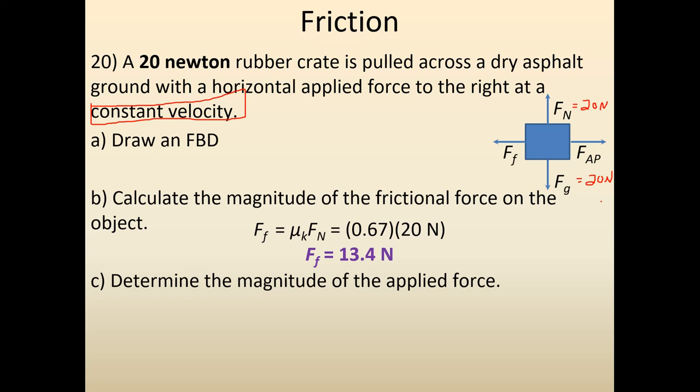Part C, they want us to figure out the applied force. Again, since I know it's at constant velocity, that means it's in equilibrium. I know that the sum of the forces equals zero. So F_ap minus the frictional force equals zero. So that means that they're equal to each other. Therefore, the applied force is also 13.4 newtons.